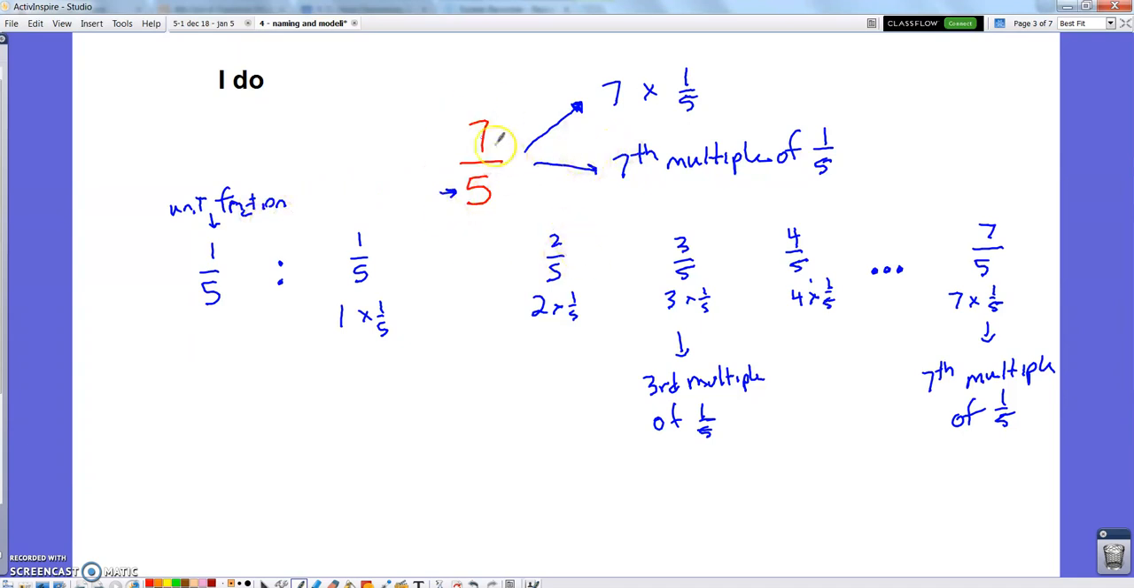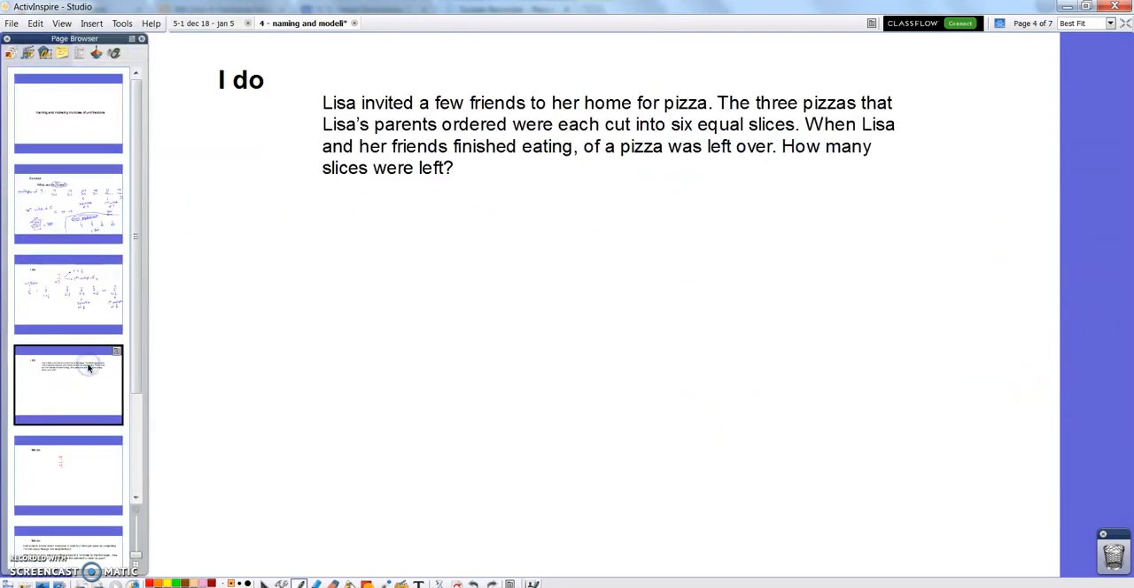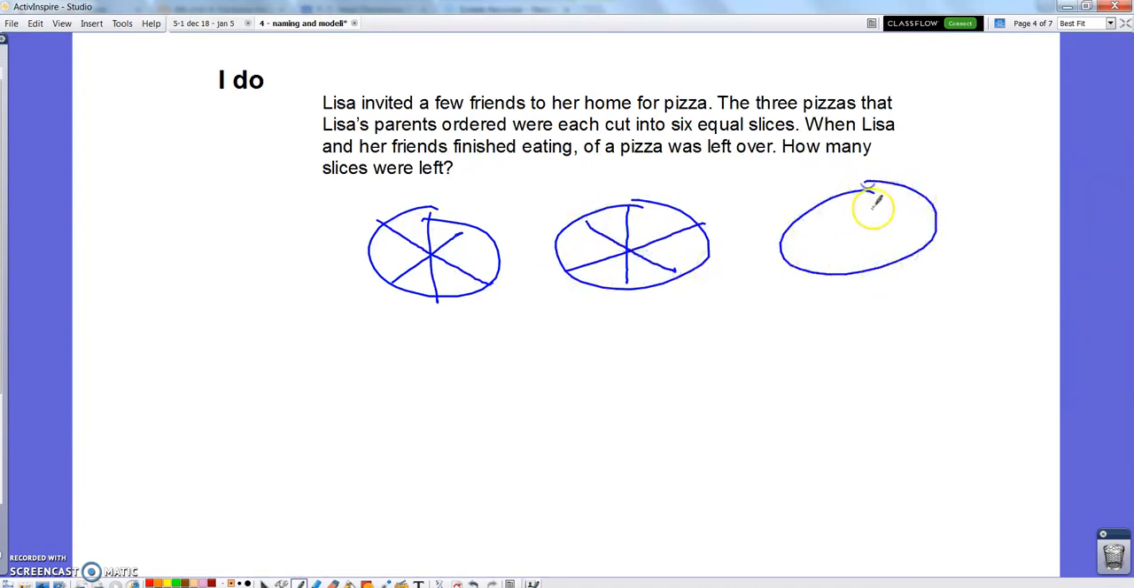So we'll come back to one of those on the we do, where we just kind of think about the number and what it's a multiple of and where it came from. But I do sometimes there are problems that involve something related to this. So let's look at this. So here we say Lisa invited a few friends over to her home for pizza. The 3 pizzas that Lisa's parents ordered were each cut into 6 equal slices. Let's do that. 1, 2, 3.